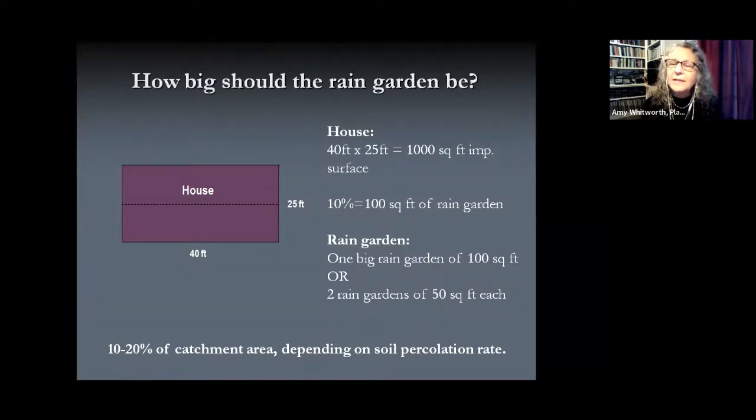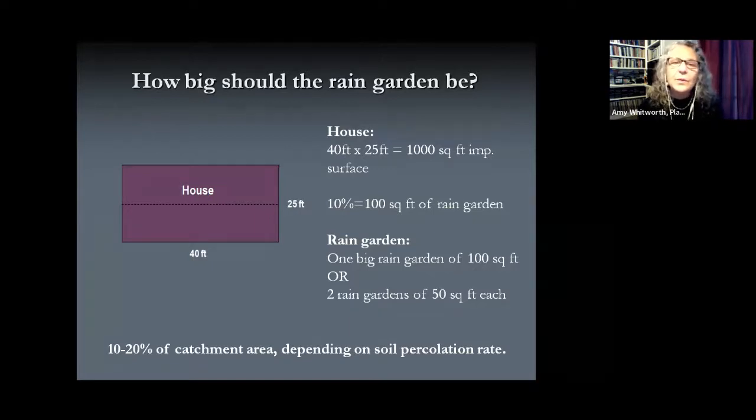A little bit of math is required for rain gardens, and we will talk about that right now. This is a very simple house example where the house itself is 40 feet by 25 feet, which equals 1,000 square feet if you multiply one by the other.